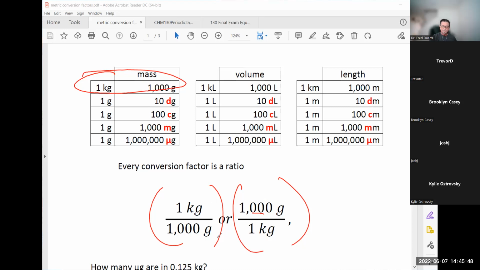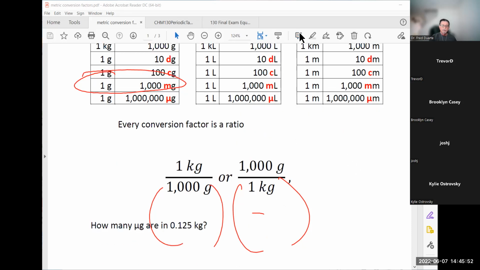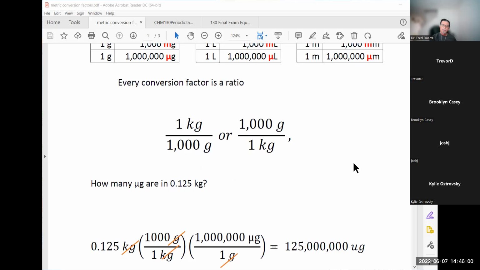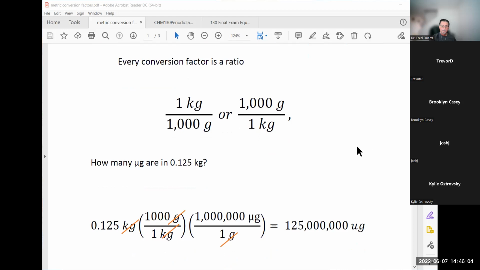For example, we may have a question that says, let me clear this up a little bit: How many micrograms are in 0.125 grams? Well, the first thing we do is write down what we're given. This is my stepwise procedure.